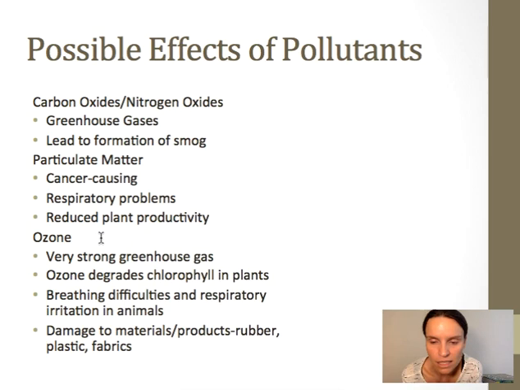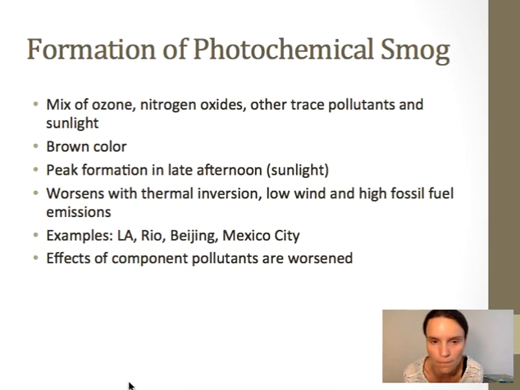Ozone has some really significant effects all on its own. The first is that it is a very strong greenhouse gas. The second is that it's a very damaging substance, so it can degrade chlorophyll and lessen the availability of plants to do photosynthesis. It can cause breathing problems. It can cause damage to materials. But maybe most significantly, tropospheric ozone is a major component of photochemical smog.